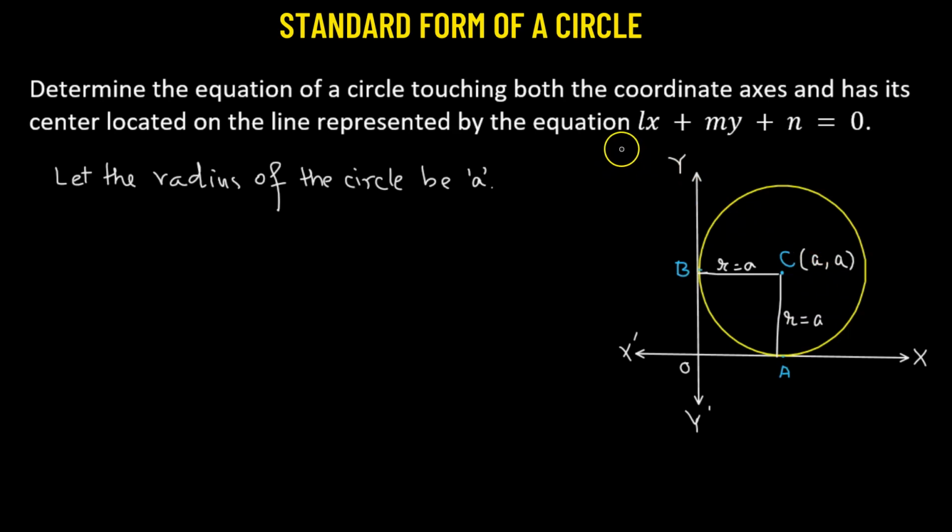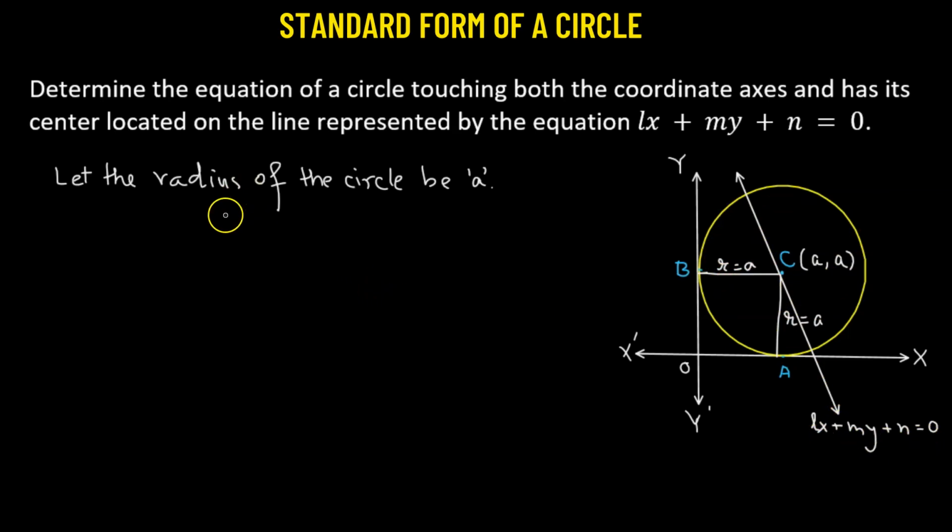It's given here that there is another line which passes through the center. So let us suppose that this is an arbitrary line, lx + my + n = 0. That's the equation of this line. This line is such that the center of the circle lies on the line, or in other words, the line passes through the center of the circle. Now we need to find the equation of the circle in terms of the parameters l, m and n. So let us begin.